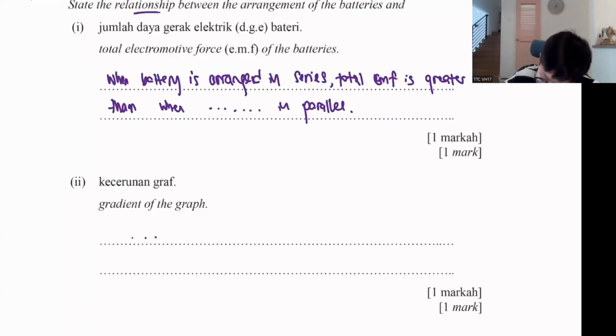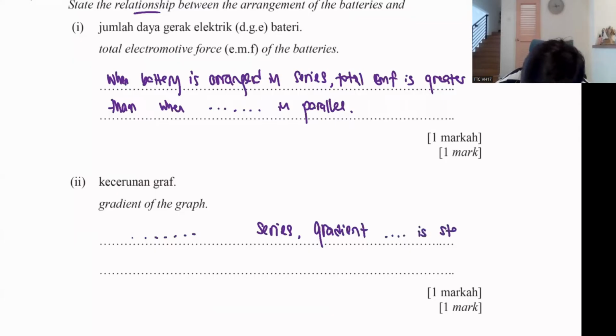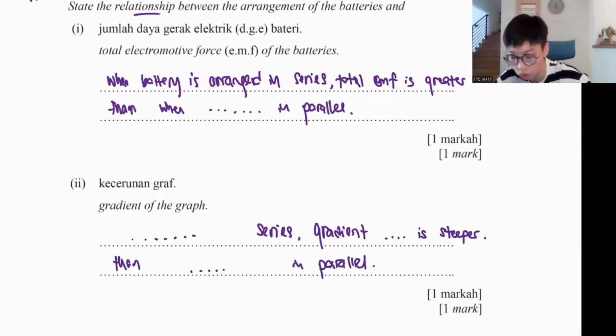So when the battery is arranged in series, your gradient of the graph is steeper than when in parallel. So this is why I selected this question to do on such an important day, because this comparison relationship is a bit more special compared to other questions. So this is a bit more special.